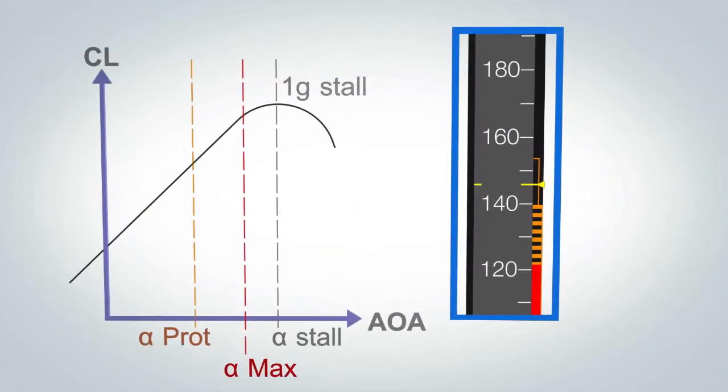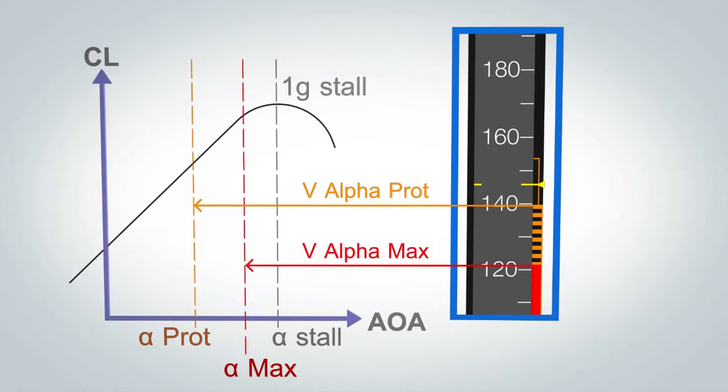As a reminder, on the PFD, the following two speeds are functions of the current aircraft angle of attack. V alpha prot is a prediction of what the aircraft speed is when the aircraft flies at an angle of attack equal to alpha prot. It is the speed indicated at the top of the black and amber strip. V alpha max is a prediction of what the aircraft speed is when the aircraft flies at an angle of attack equal to alpha max. It is the speed indicated at the top of the red strip.